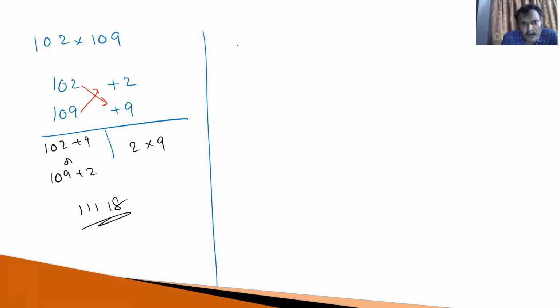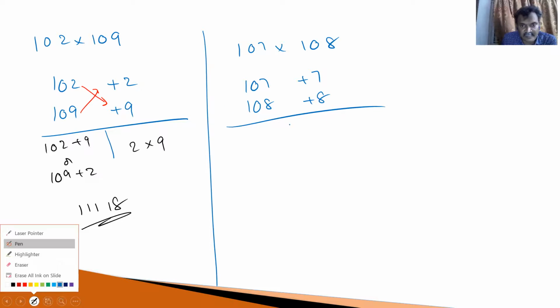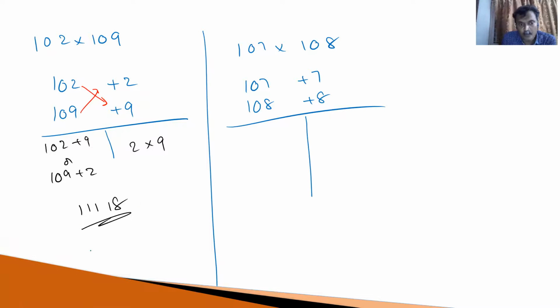Now, one more example. Here, what is 107 into 108? What is 107 plus 7? What is 108 plus 8? Right? Now, what is the answer? The answer will be two parts. What is the left hand side? The left hand side is you should take either 107 plus 8 or 108 plus 7. Whatever it is, both are the same.